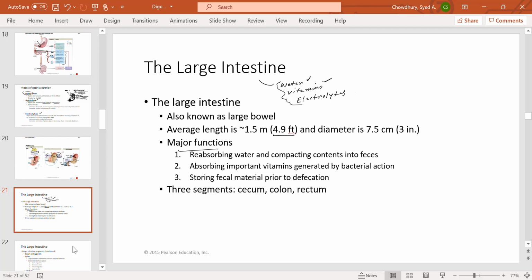Okay. So when a lot of water is absorbed from the foodstuff, the chyme will become harder, right, and form the stool.